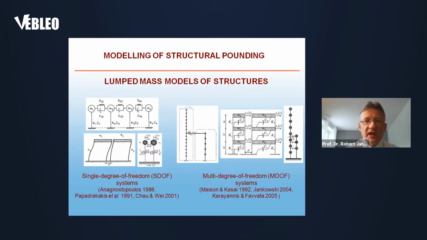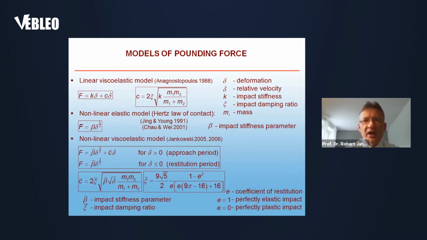In most cases in such models, we use impact elements in the form of springs, dampers, or spring-damper elements. Also, different types of pounding force models were used, so different types of those springs and dampers were applied. A very simple one is the linear viscoelastic model, which is expressed by this formula.